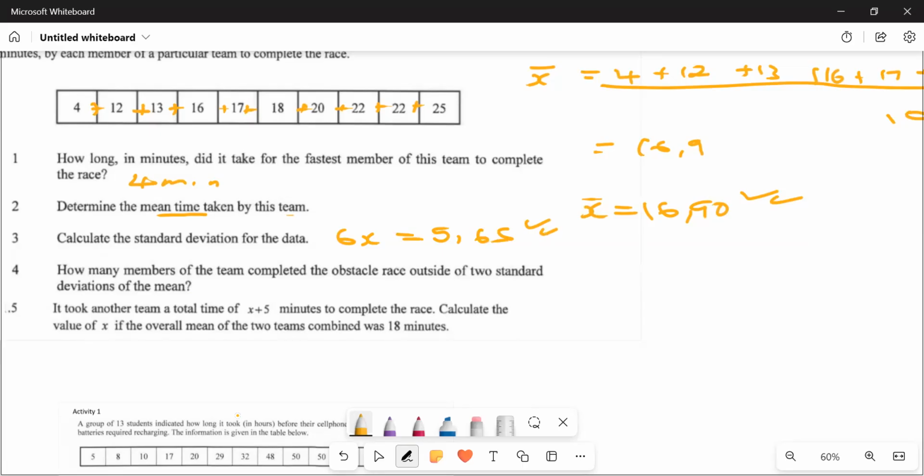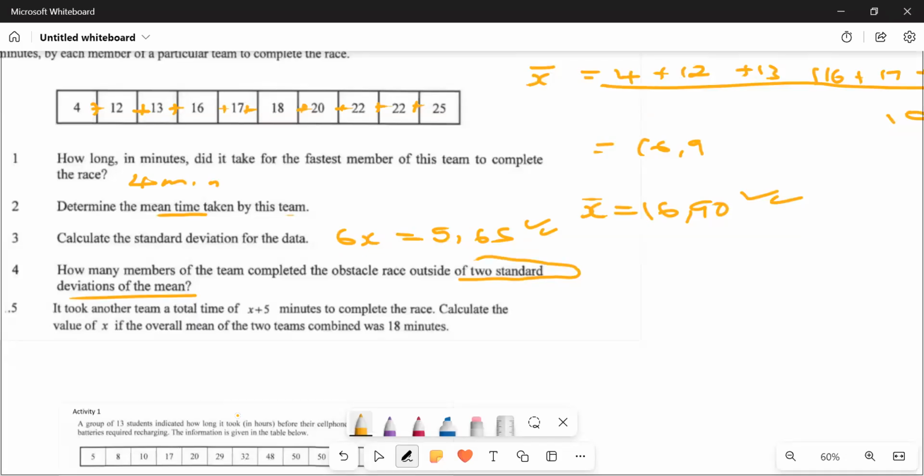Now on number 4, they say how many members of the team completed the obstacle race outside 2 standard deviations from the mean. So we want to know how many of these people are going to complete the race outside 2 standard deviations from the mean.